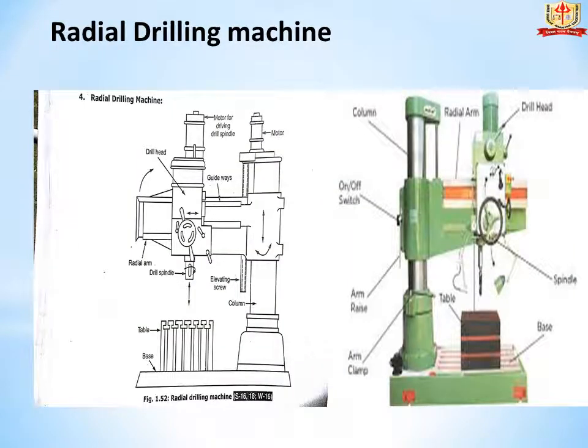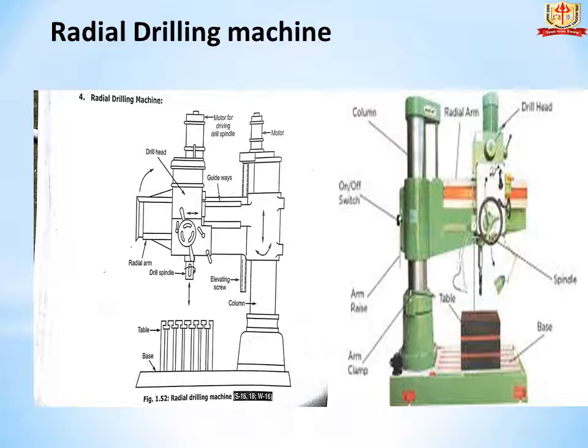Next machine is radial drilling machine. Radial drilling machine is most modern machine used for drilling medium and heavy jobs. Drilling machine has a capacity to locate any desired hole position on heavy jobs. In case of radial drilling machine, without disturbing the setting of work, many holes at desired position may be drilled.